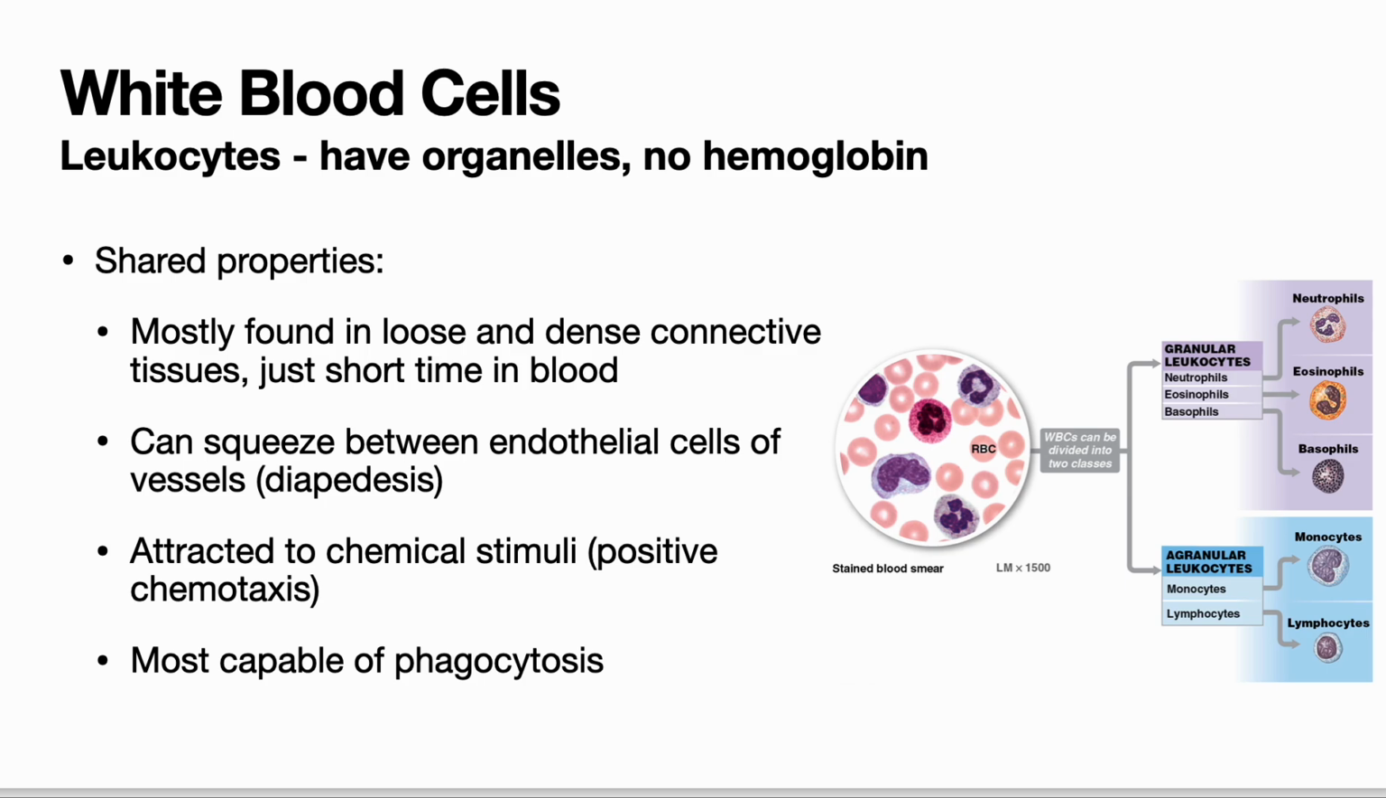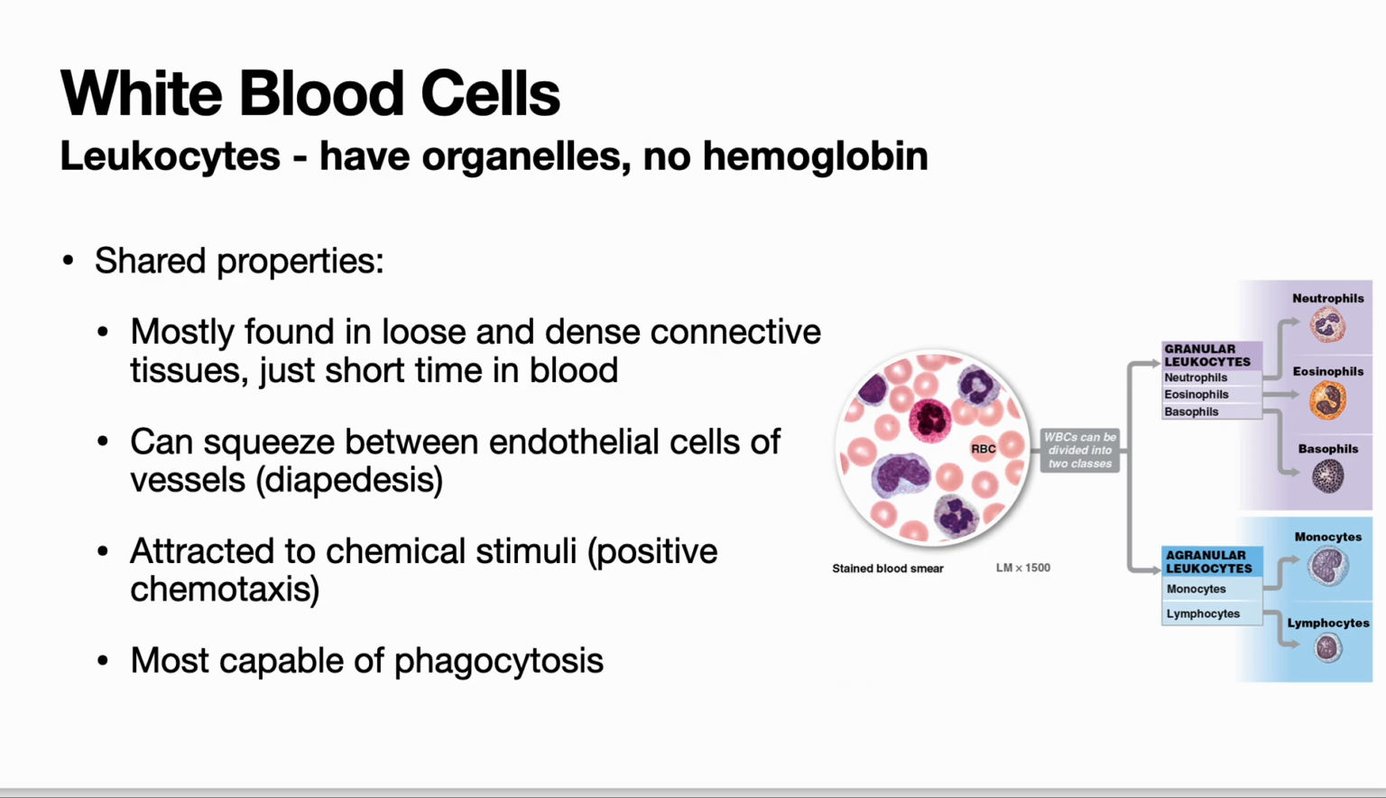So that brings us to white blood cells. These are also known as leukocytes. They are very different from red blood cells because they have organelles and they do not have hemoglobin. You've already learned quite a bit about these in lab, but let's just point out the shared properties among the leukocytes. They almost all can be found in both loose and dense connective tissues.